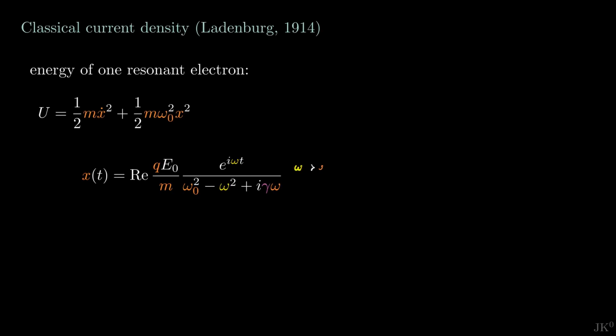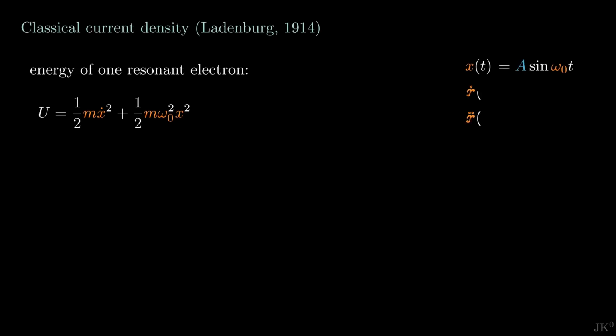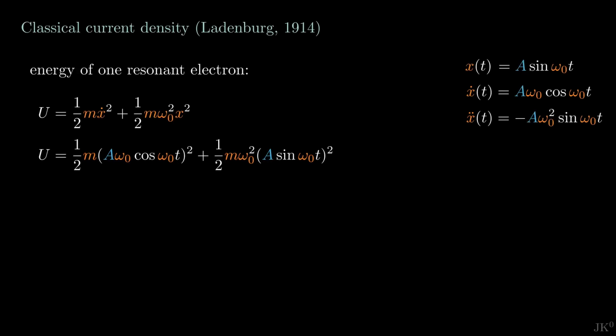At the resonant frequency omega naught, this reduces to a simple sinusoidal function, where the overall factor represents the amplitude of the oscillation that I will simply denote by A. From here, we can directly take the first and second time derivatives that will be needed later, so I will keep them up here. Now we can replace the speed and position in the energy formula and collect common factors.